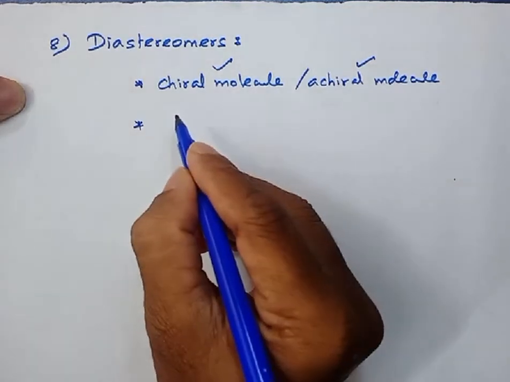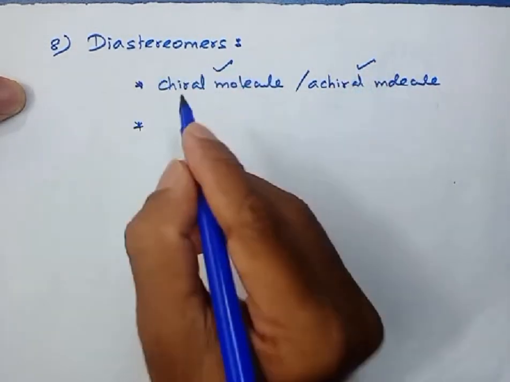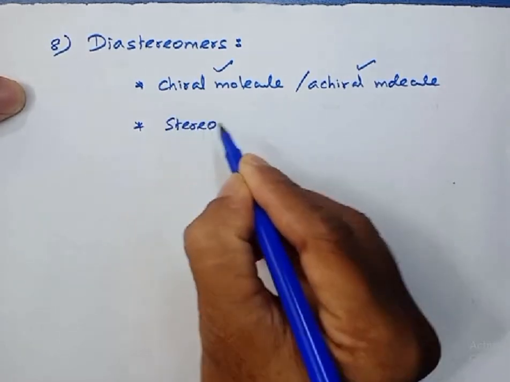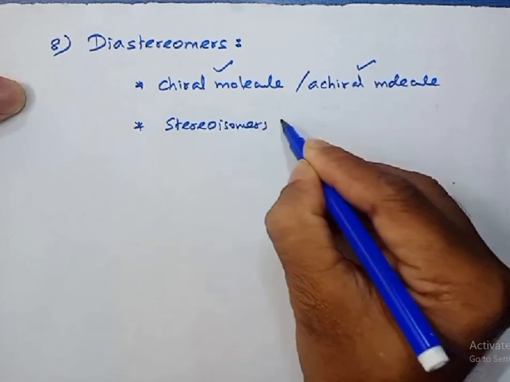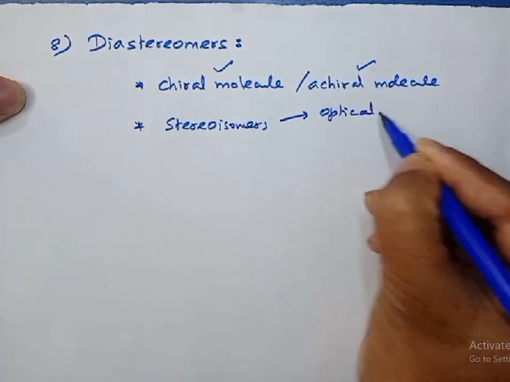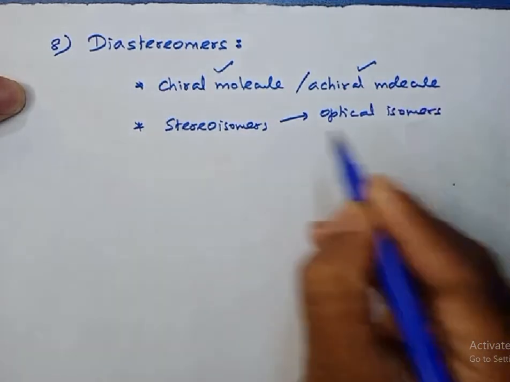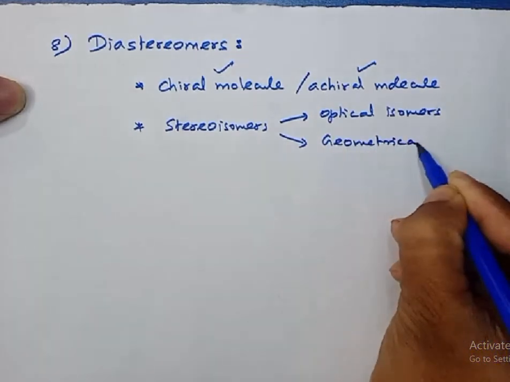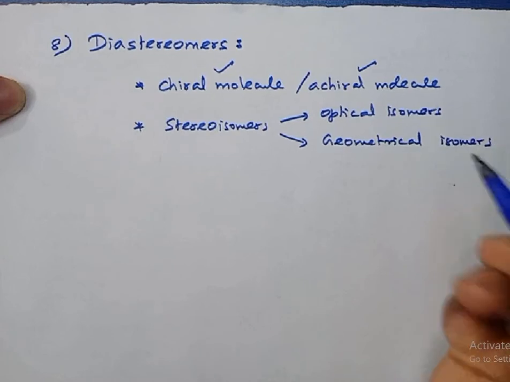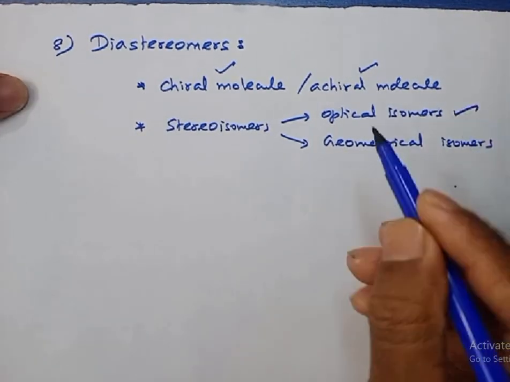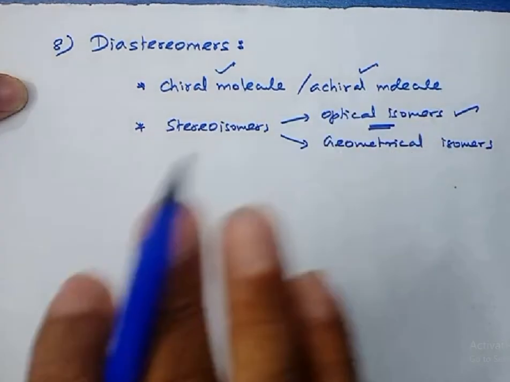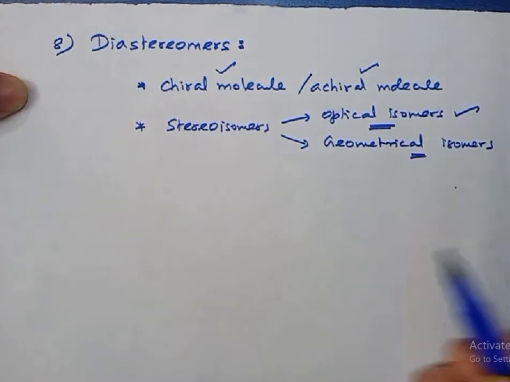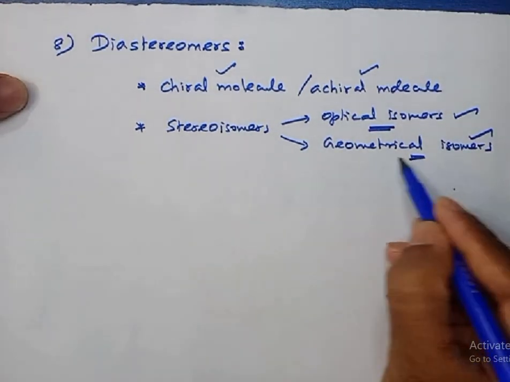They are simply stereoisomers. We should not say that they are optical isomers. They are stereoisomers, meaning they can be optical isomers, they may rotate light, or they can be geometrical isomers, cis-trans isomers. They can be of any type. Under enantiomers I told you they should be optical isomers, whereas diastereomers can be optical isomers or geometrical isomers. Cis-trans isomers are geometrical isomers, you know very well.